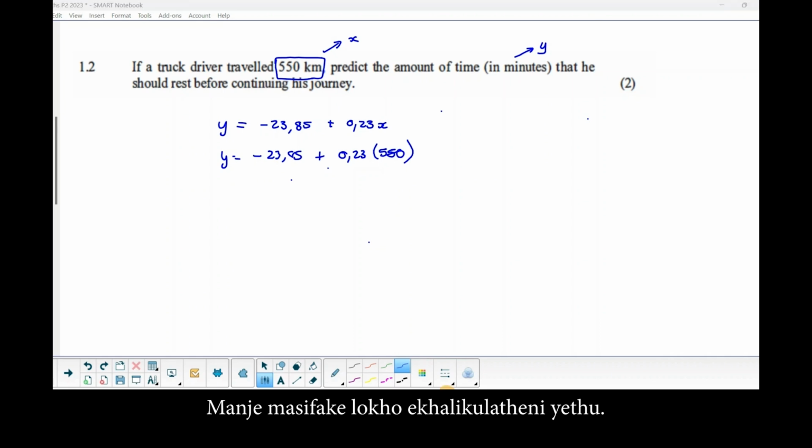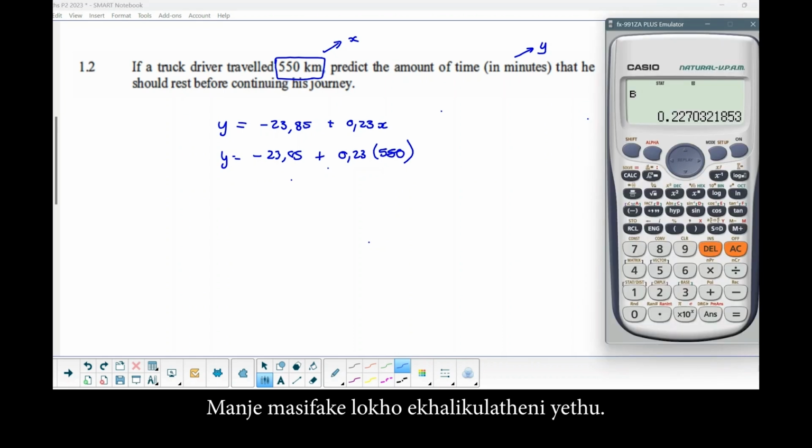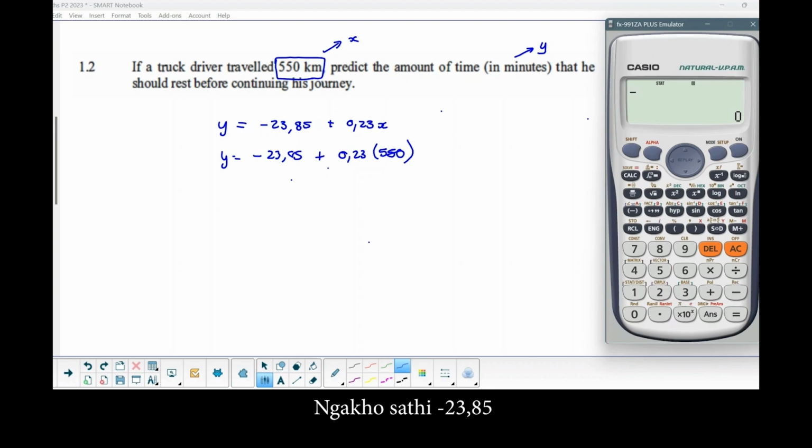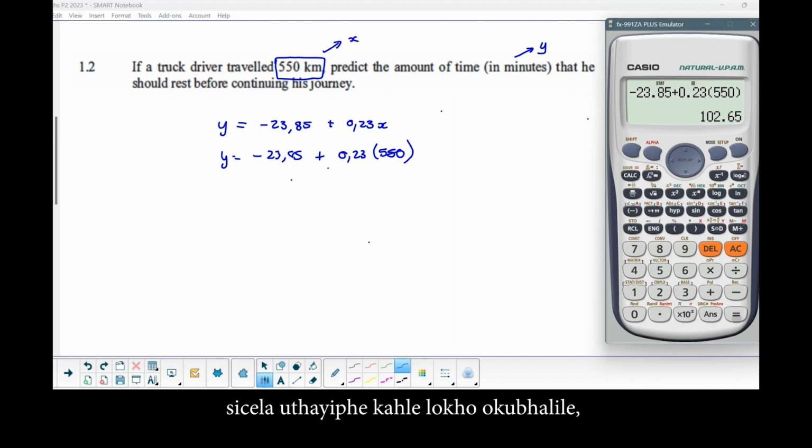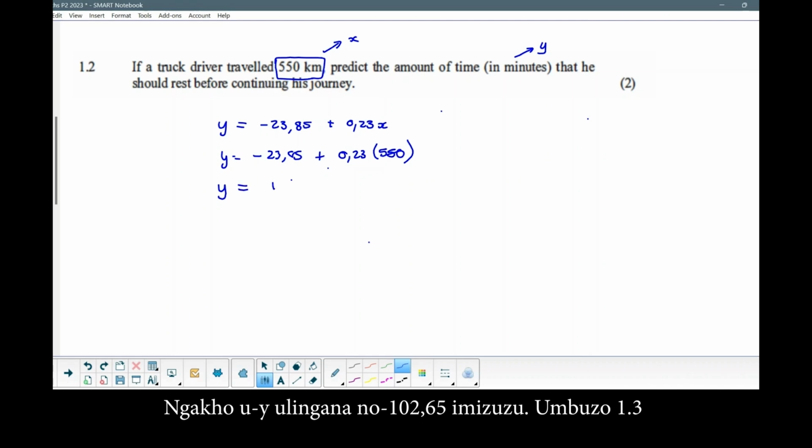So let's put that into our calculator. So we said negative 23,85 plus 0.23 times 550. Please type in exactly what you've written down. And it's 102,65. So y is equal to 102,65 minutes.